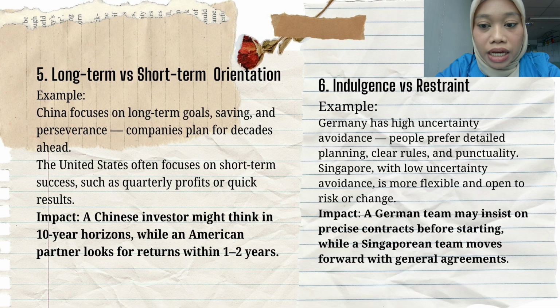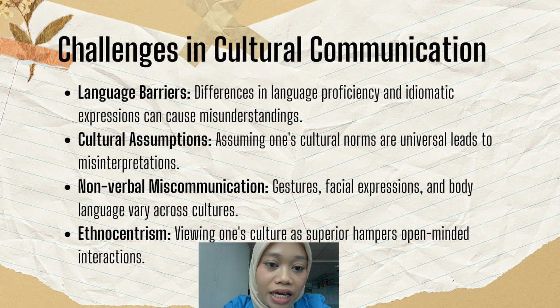Example, Germany has high uncertainty avoidance, so people prefer detailed planning, clear rules, and functionality, like the example before. Singaporeans, with low uncertainty avoidance, are more flexible and more open to risk or change. The impact: a German team may insist on precise contracts before starting, while a Singaporean team moves forward with general agreements. And now we move ahead to the challenges in cultural communication.